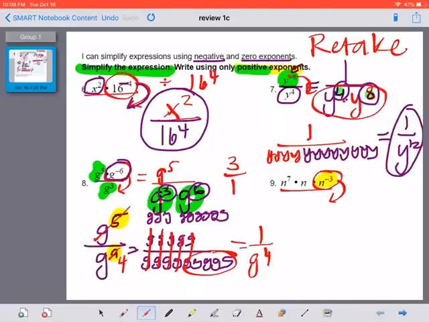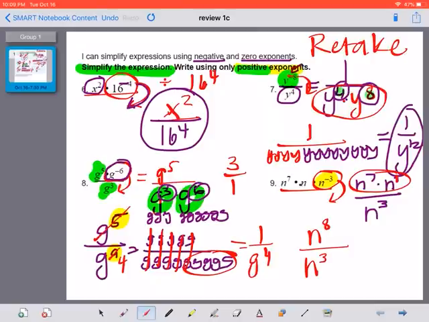So we have n to the power of 7 on the top, and just an n, that's really only one n, so it stays right there. And then now 3 n's in the denominator. We can keep going. On the top, how many n's do we have together? We have 7 and 1 more. We really have 8 n's. And then n to the power of 3.